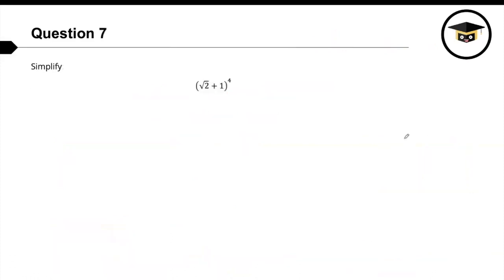With question 7, we've got root 2 plus 1 all to the power of 4. So how on earth do we navigate something like this? Well, simply, we can just think about it like this. Root 2 plus 1 all to the power of 4 is just root 2 plus 1 squared times root 2 plus 1 squared. Because remember, x to the power of 4, for example, is just x squared times x squared using our index laws.